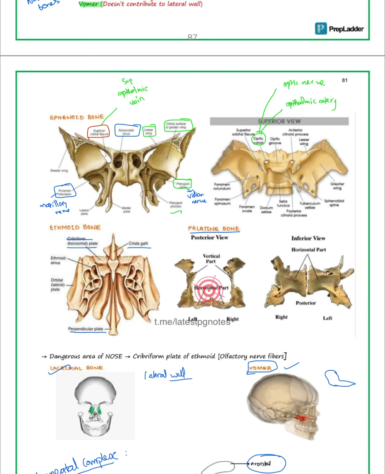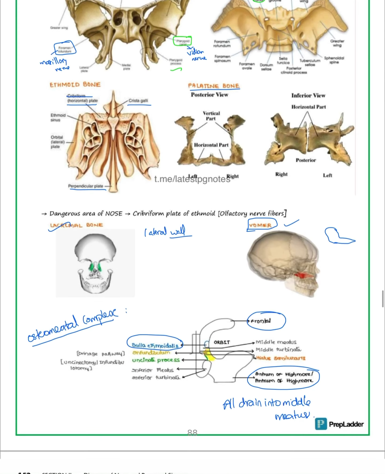Then you can see the palatine bone: the horizontal part makes the posterior part of the hard palate. Then these are the vertical parts which take part in lateral wall formation. Then you can see the crest here plays a role in the nasal septum formation. Okay, then the dangerous area of the nose is the cribriform plate of the ethmoid, present in the lateral wall.